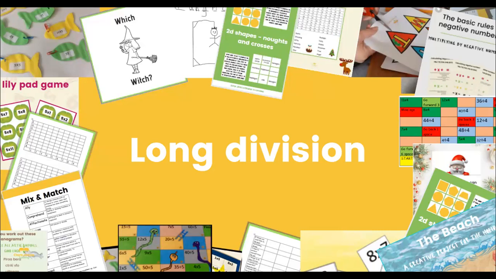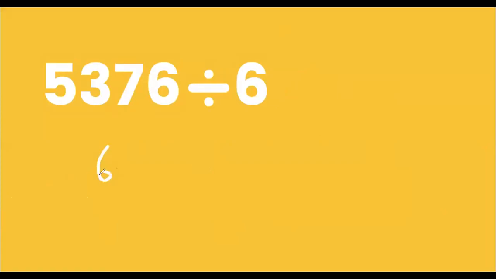So here's the first example I have, if it will let me click on, please. There we go. I've kept the first one fairly straightforward and just used a single digit, but the first thing I would do is pop it into the bus shelter method. So I would pop the 6 at the front and then the stop, 5, 3, excuse my handwriting, 7, 6.